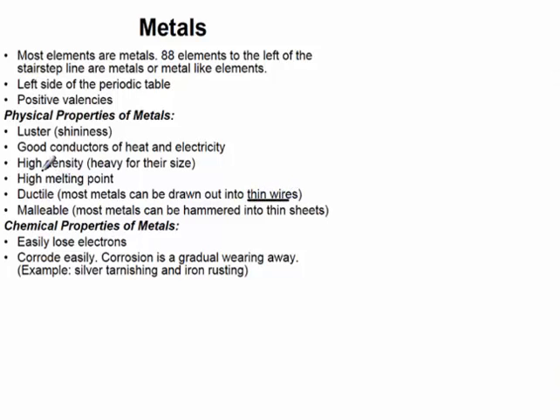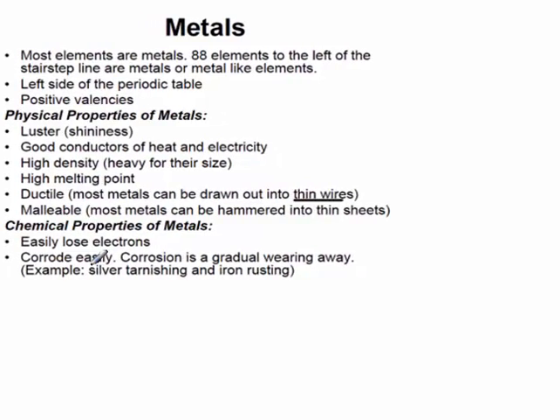You guys do need to make sure that you know each one of these. They are also malleable. That means they can be hammered into thin sheets. Chemical properties: they easily lose electrons, and most of them have high corrosion, or general wearing down. So those are some of the properties of metals on the periodic table.